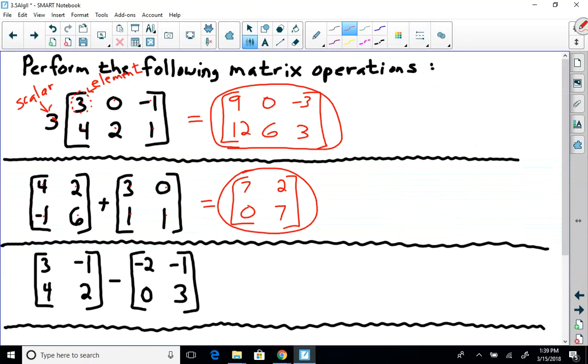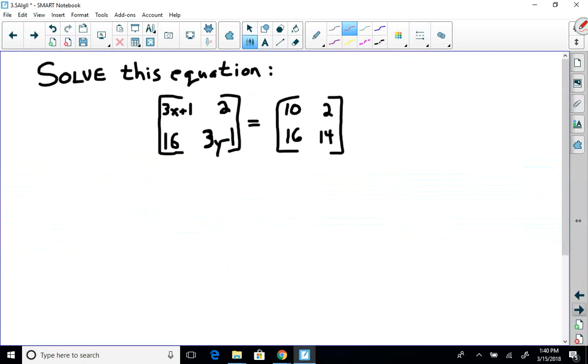It would probably logically follow that to subtract two matrices, you would do the exact same thing. Subtract corresponding elements. So in this example, we would take 3, subtract negative 2. Negative 1, subtract negative 1. 4, subtract 0. And 2, subtract 3. Subtracting two matrices, very much common sense. Let's move on.